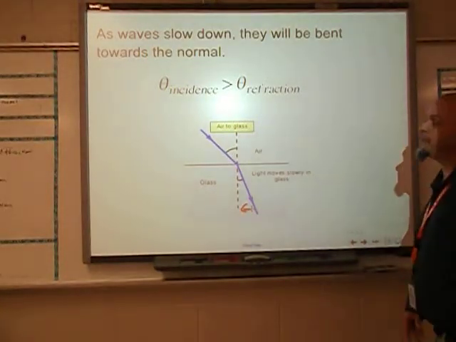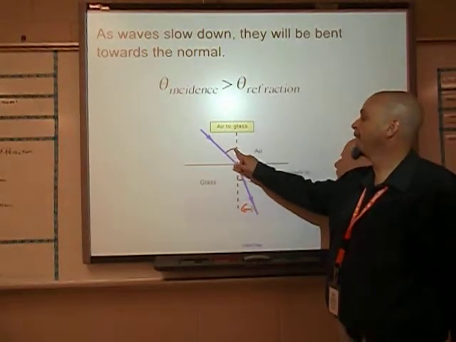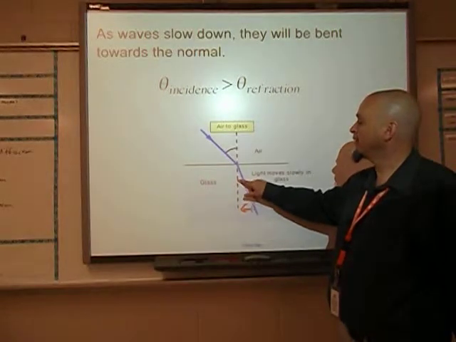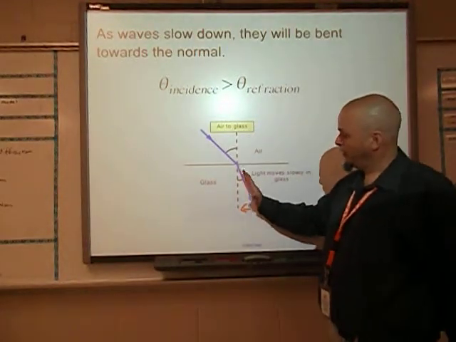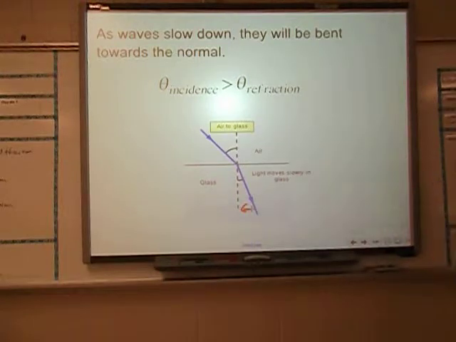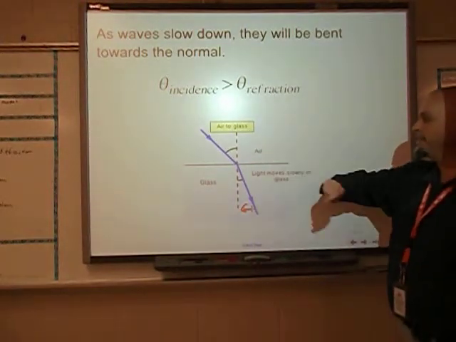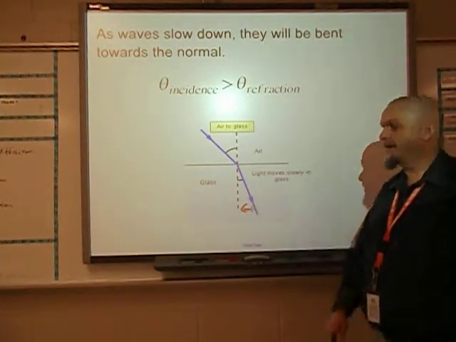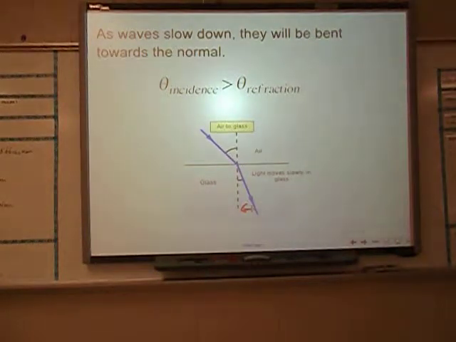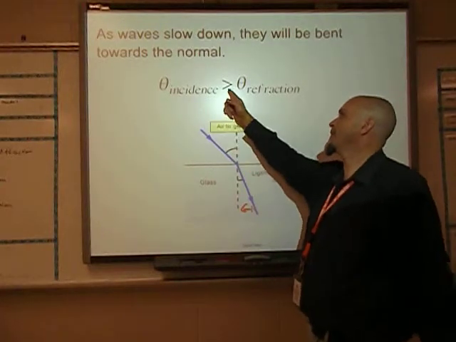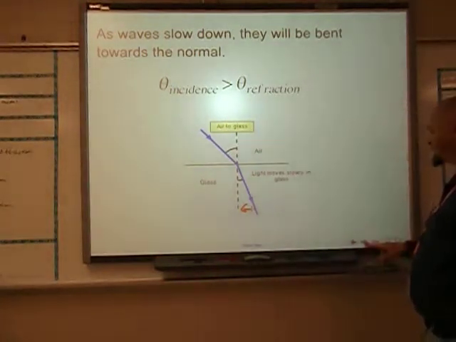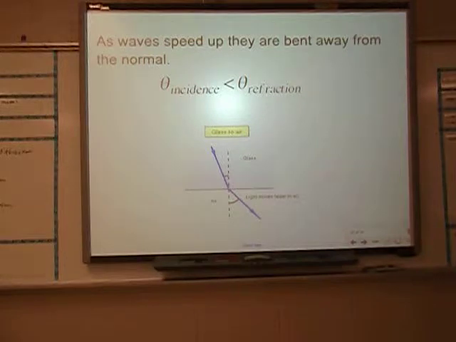And what will happen is your angle of incidence, this angle here, will be greater than your angle of refraction. You will reduce that angle as light moves from a lower density medium like air into a higher density medium like glass. Anytime the wave slows down as it moves from one medium to another, it will be bent towards the normal. And your angle of incidence will be greater than your angle of refraction. If the wave is going to speed up, you'll have the opposite effect.